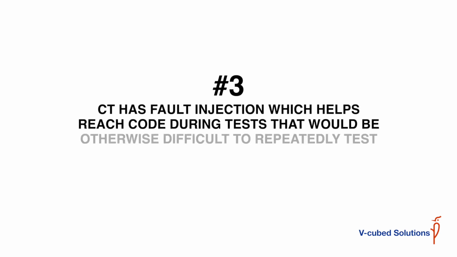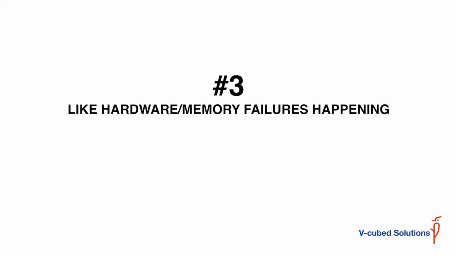CT has fault injection, which helps reach code during tests that would otherwise be difficult to repeatedly test, like hardware and memory failures happening. So this is useful in cases where some code may only run if a failure like disk or memory corruption occurs, which is very difficult to make happen consistently and reliably. So CT has fault injection features which help with that.